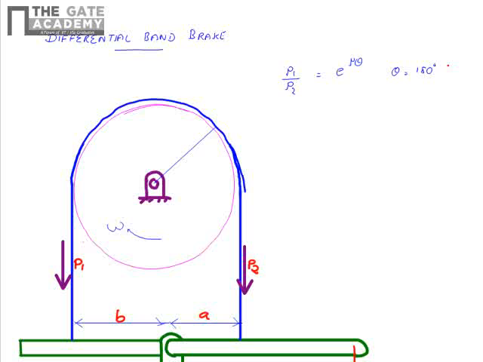Now if we take moment about the hinge point, we get P into L minus P2 into A plus P1 into B equals 0, or P equals (P2A minus P1B) divided by L.